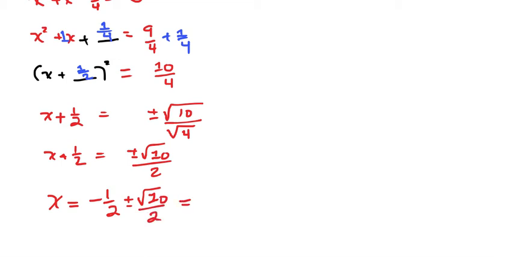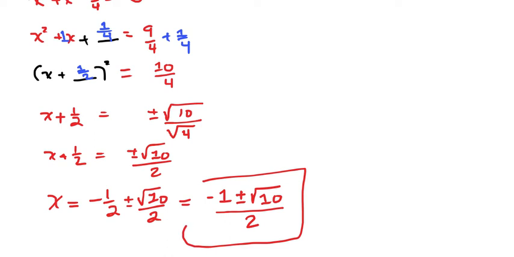And a lot of people like to simplify this into one singular fraction. Negative 1 plus or minus the square root of 10 all over 2. And there you have it, the final answer to all of the work that we've been doing here.